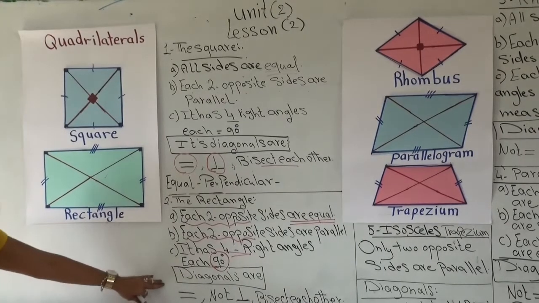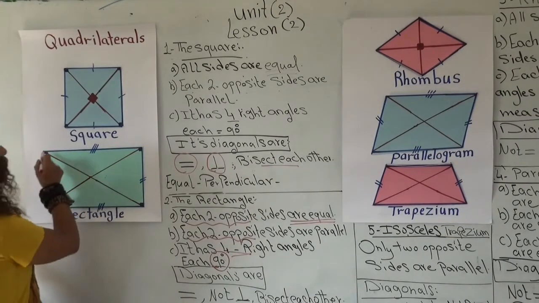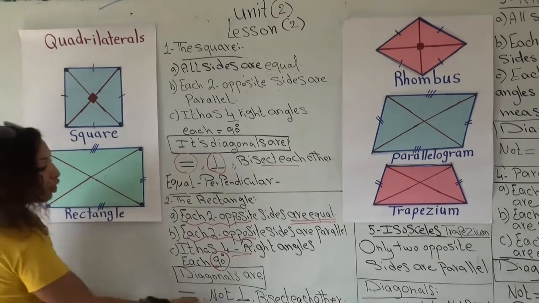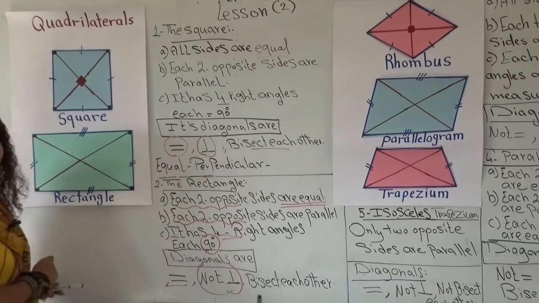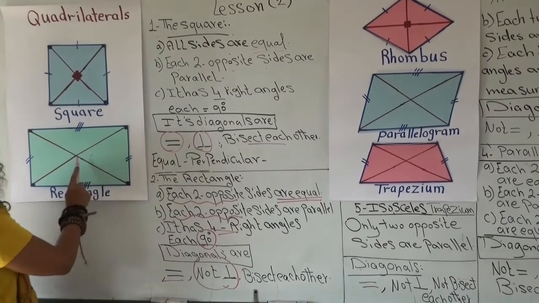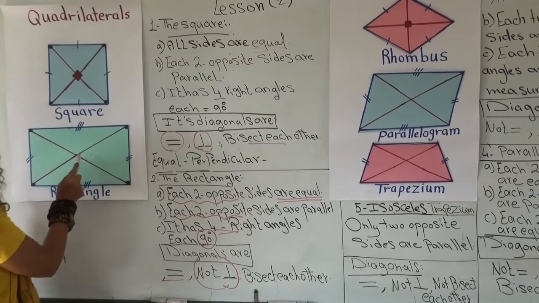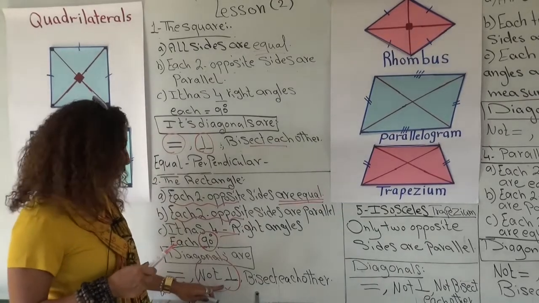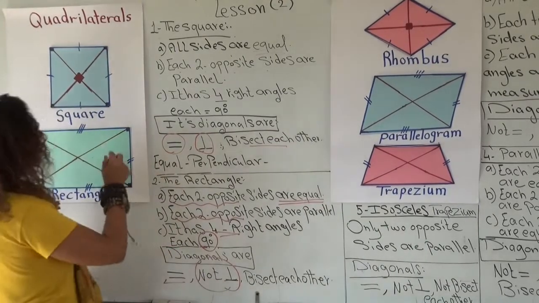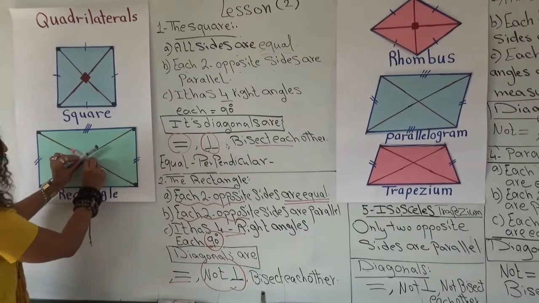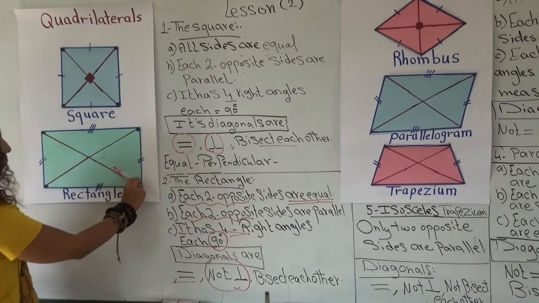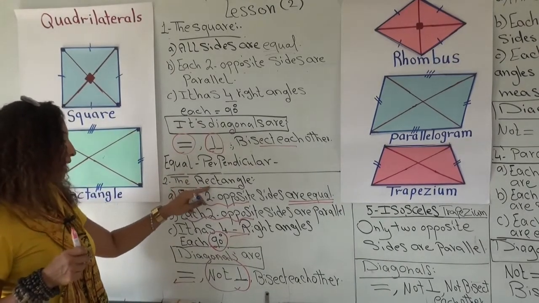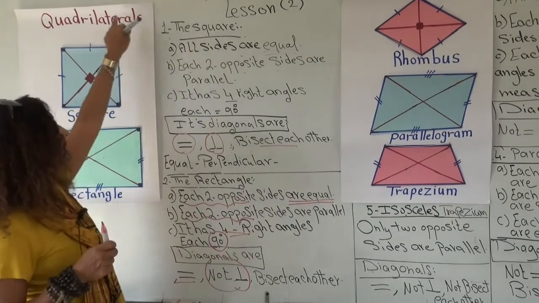What about its diagonals? The diagonals here are equal, but they are not perpendicular. We can't form right angles here. Watch here, I have acute angles and here an obtuse angle, so they are not perpendicular, but they bisect each other. So these are the properties of the rectangle. The rectangle is a quadrilateral, and the square is a quadrilateral.